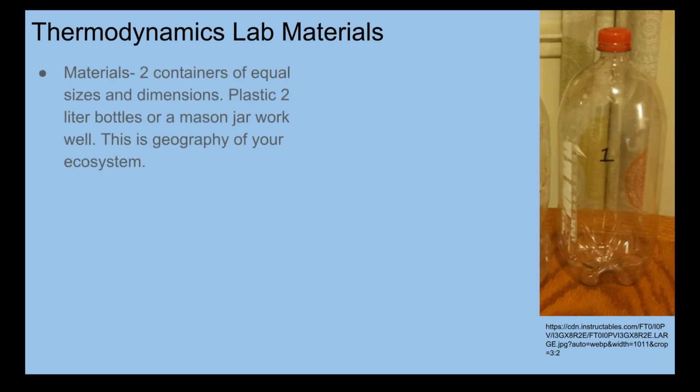So, the materials for this lab, you just need to find 2 containers of equal sizes and dimensions. Hopefully you understand by now, I don't care about the details. I want to reduce your stress. I don't care what size these containers are. It doesn't matter what kinds of plastic bottles they are. Just find ones that are within your environment. These are going to be the geography of your ecosystem, just like how the atmosphere contains the Earth into a single system. You can also look for some seeds in a spray bottle, but this is not necessary.